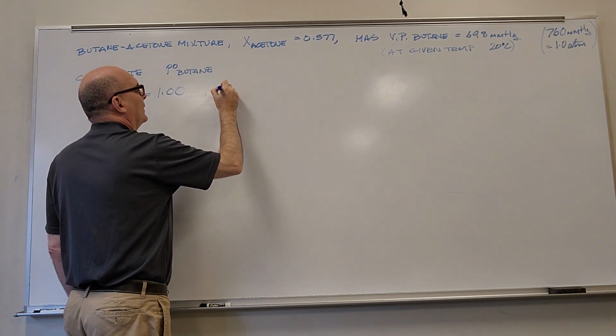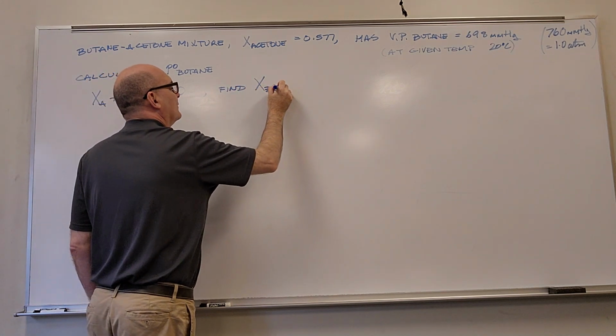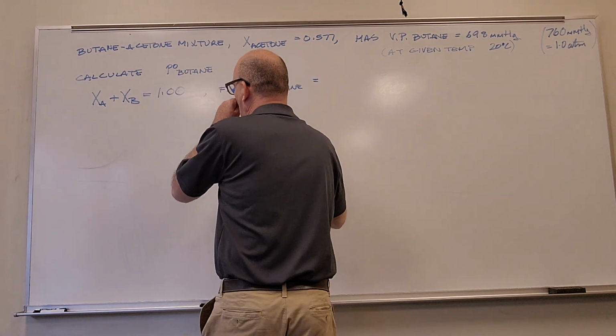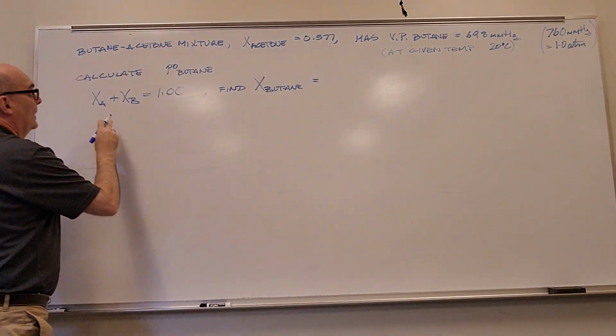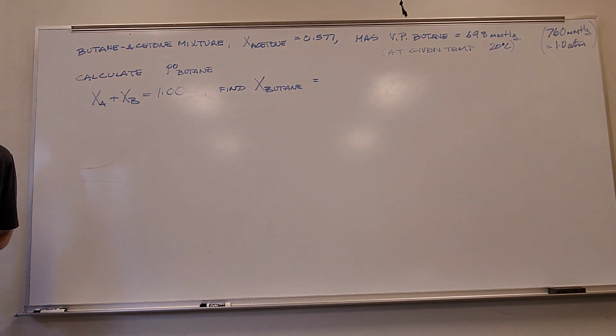So I'm going to find the mole fraction for butane, which is, all right. Oh, A and B, acetone and butane. That's easy. That's hilarious. Was that intentional? No. I like that though. Me too.